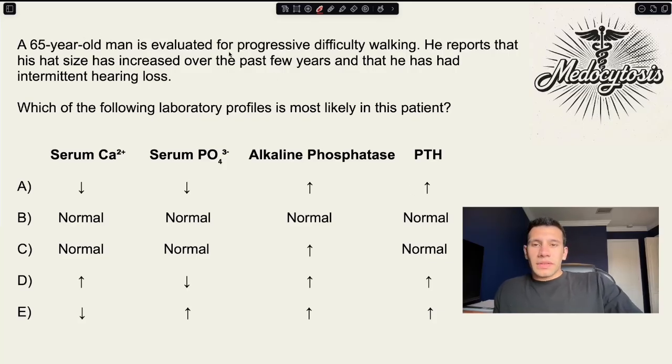A 65-year-old man is evaluated for progressive difficulty walking. He reports that his hat size has increased over the past few years and he has had intermittent hearing loss. Which of the following lab profiles is the most likely in this patient? Now, this is a classic presentation of Paget disease of the bone.